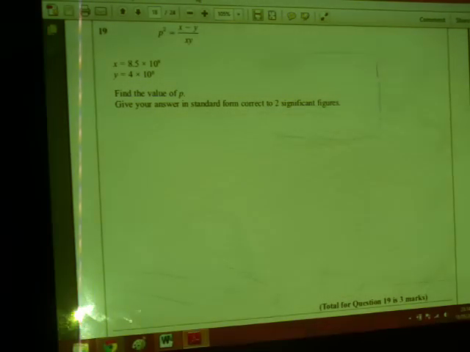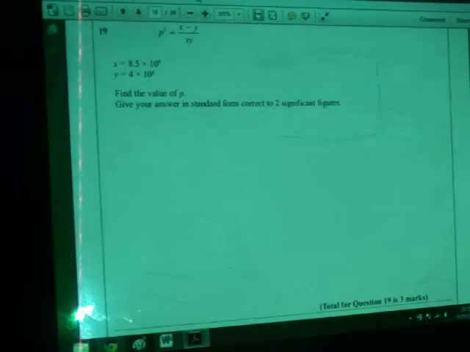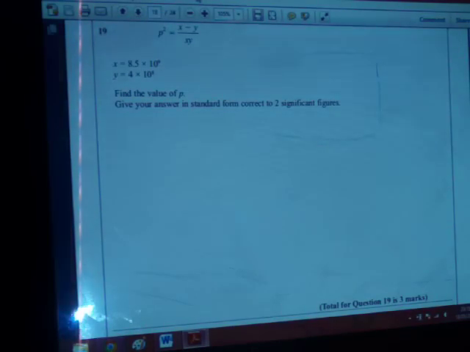Okay, number 19. I think we're going to do 1 or 2 more questions. How many questions are left on the paper? We've got 1, 2, 3.